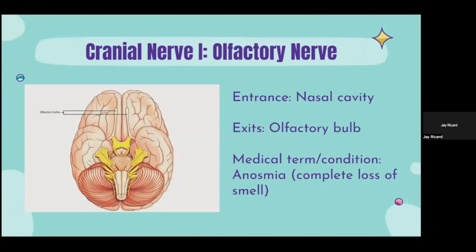So first we tested cranial nerve 1, which is the olfactory nerve. The entrance is through the nasal cavity and it exits through the olfactory bulb. The medical term or condition is anosmia, which is complete loss of smell.